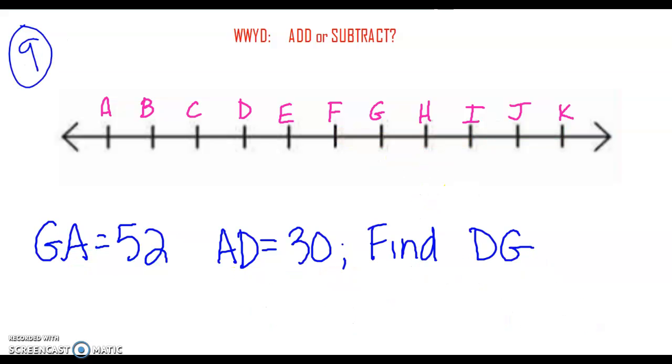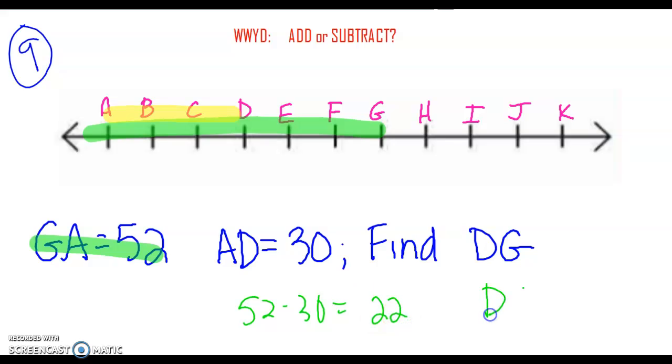Okay, 2 more to go here. Hopefully you're getting the swing of things and feeling a little bit more confident about this. So GA is 52. GA, and again, if you're working left to right, right to left, either is fine. AD is 30. AD is 30. Oh, they overlap. So this is the type of problem. Again, when they overlap, we know to subtract. So 52 minus 30 is 22. So DG equals the measurement of 22.